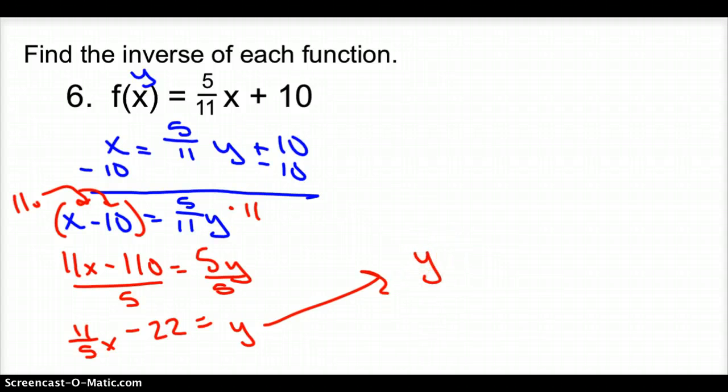Or how you're used to saying it is y equals 11/5 x minus 22. You're used to seeing it with y on the left side. So what I did was switch my letters and numbers to the other side.